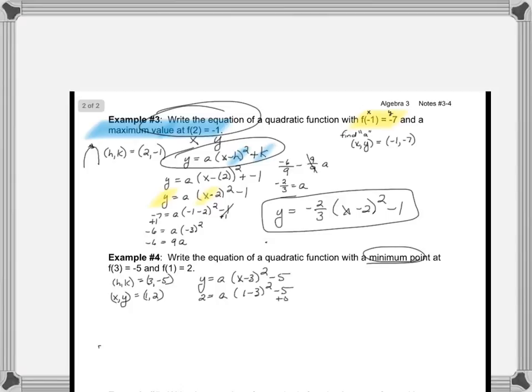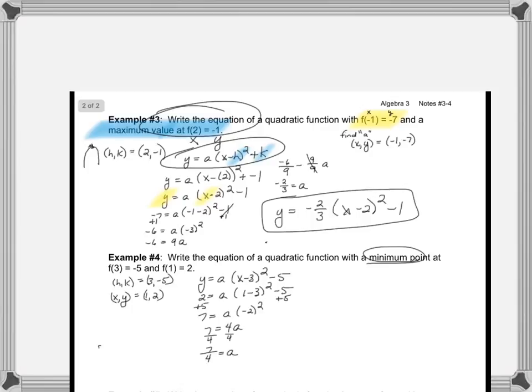2 equals a times (1 minus 3) squared minus 5. So we're going to add 5. You have to remember to do that first. 7 is equal to a times (negative 2) squared. Negative 2 times negative 2 is 4, so that's 4a. When I divide by 4, 7/4 is my a value.